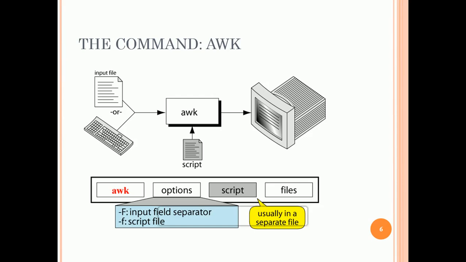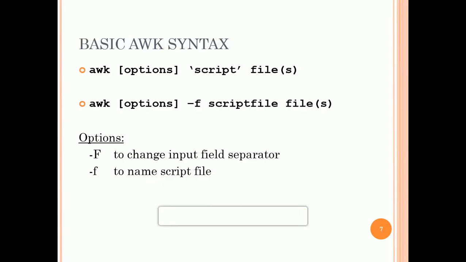The input can be given through a separate file or through the keyboard also, and then we will get the result on the console. So how the awk script can be used, some syntaxes we have seen here. Awk, then we specify the options, then we specify the name of the script, or the script can be written directly on the command prompt also, and then the input file.